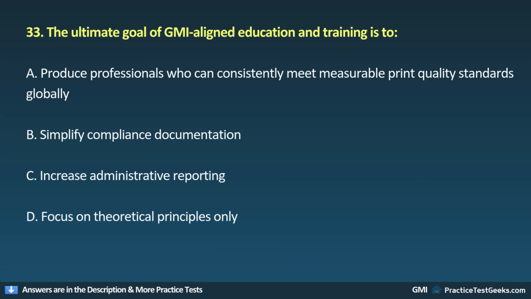33. The ultimate goal of GMI-aligned education and training is to: A. Produce professionals who can consistently meet measurable print quality standards globally. B. Simplify compliance documentation. C. Increase administrative reporting. D. Focus on theoretical principles only.